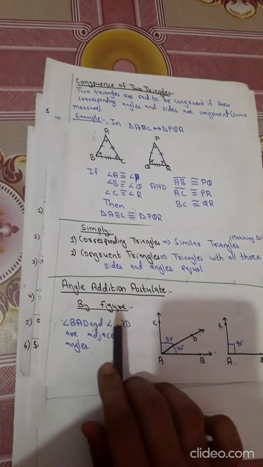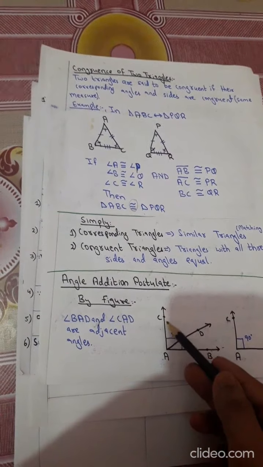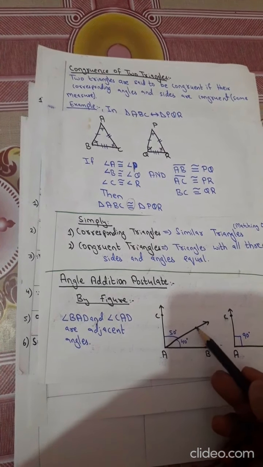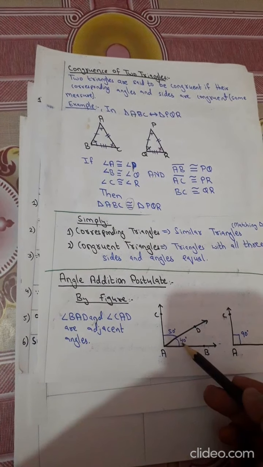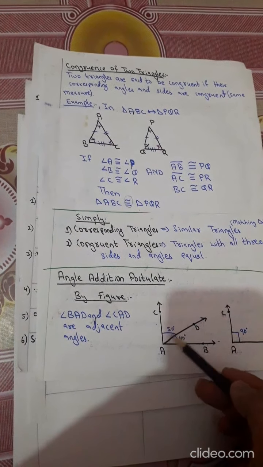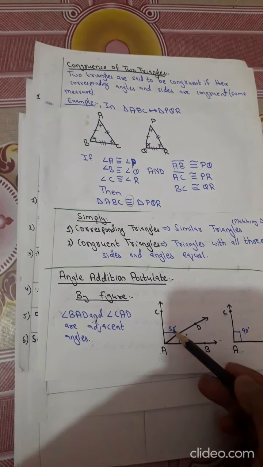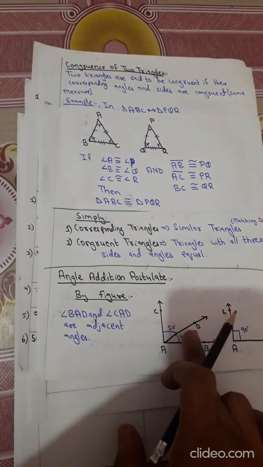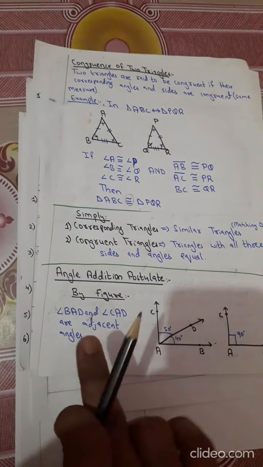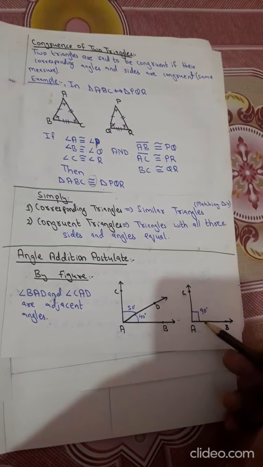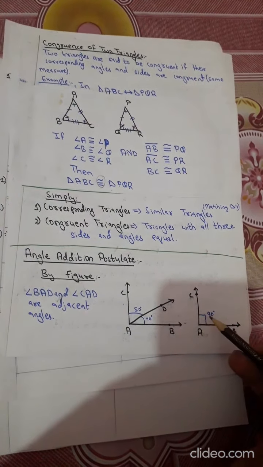Angle addition postulate. It is very simple. We have two adjacent angles CAD and DAB. The measurement of angle DAB is 40 degrees and angle CAD is 50 degrees. If we add these angles, it will be 90 degrees. If we remove the arm AD, it will be angle CAB, and the complete angle will be 50 plus 40 equals 90 degrees.